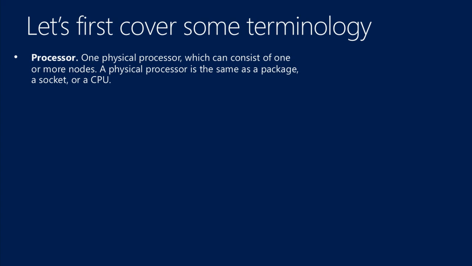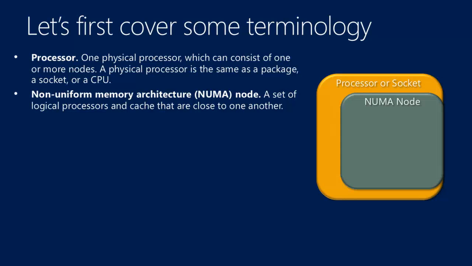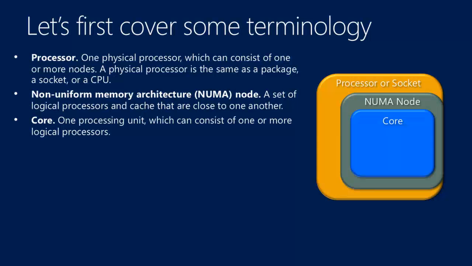So, getting started, everything starts with a processor. So when you look at your motherboard, you have a processor or a socket, and that processor is a package. It encompasses multiple NUMA nodes. So a NUMA node is a set of processors that have a local memory attached to it. Then within the NUMA nodes, you have multiple cores. So each NUMA node could have 8, 6 cores, which share that same local memory.